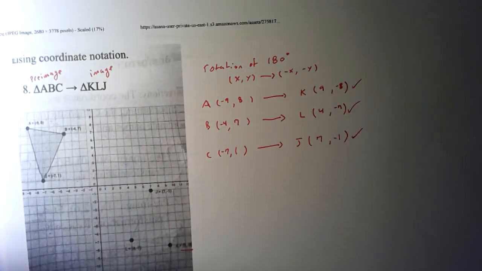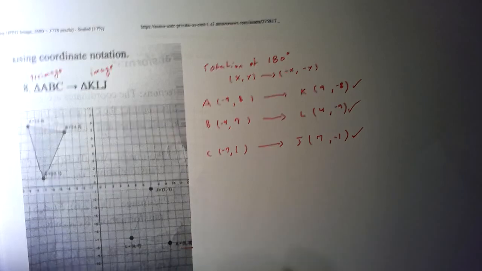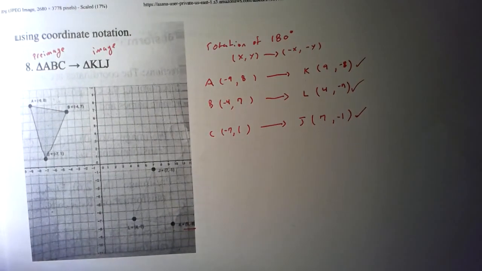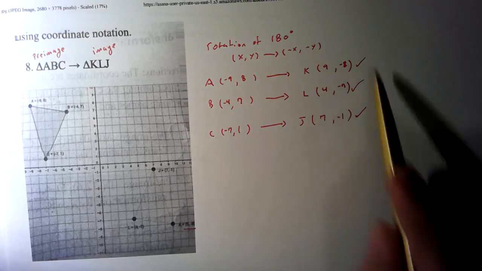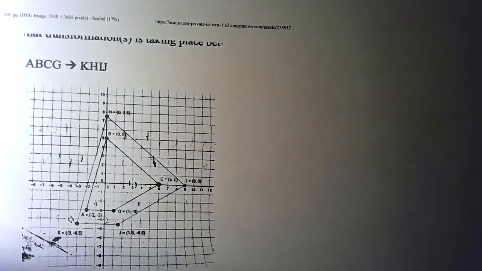So what that tells us is that our transformation here really is a rotation of 180 degrees. Alright? So you would write this whole thing as your answer. Okay. Now we're going to go ahead and do number 7.